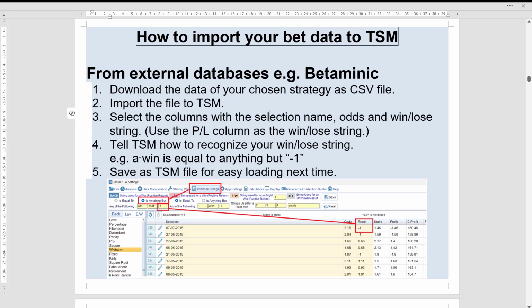Well, I've put here a win is equal to anything but -1. Not sure I've done that. But yeah, with proper Betaminic data, there is a win-lose string in the file, no problem there.